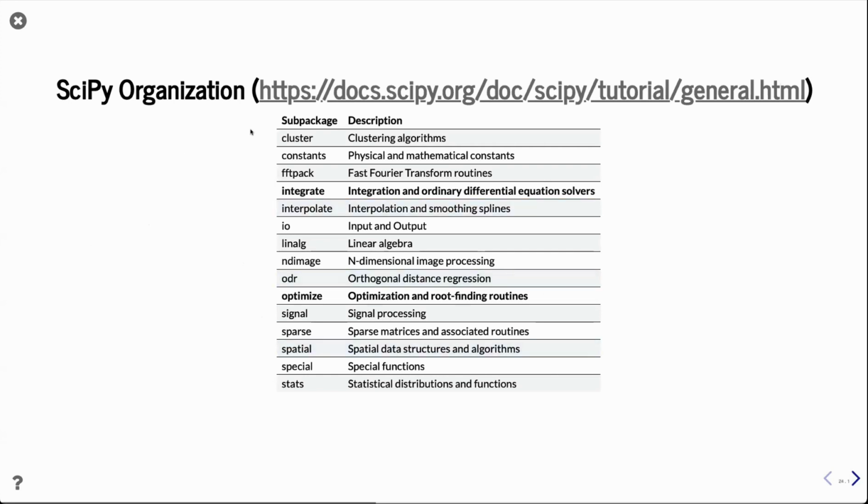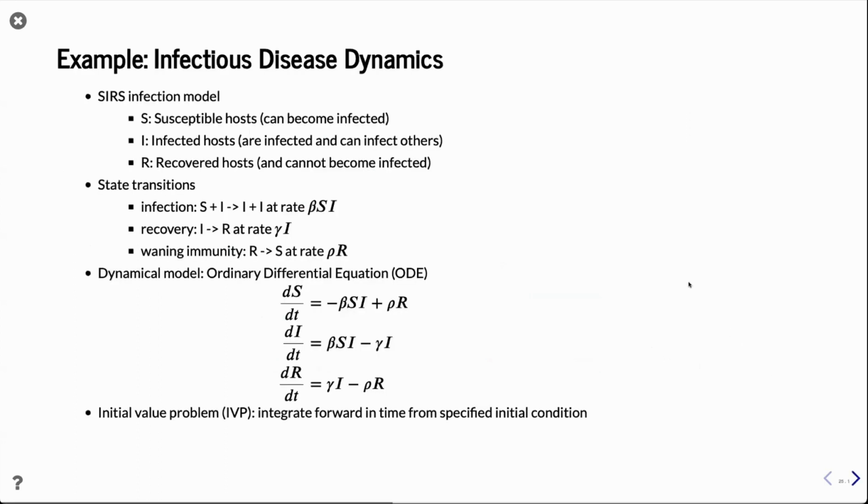So SciPy consists of a number of different sub-packages that provide different kinds of functionality. I'm going to focus on two of them today, the integrate and optimize packages, but depending on what you're working with, you might want to dive into some of these other pieces. And to motivate this, I'm going to develop a simple example problem from infectious disease dynamics modeling, which you may have seen some of during these past few years.